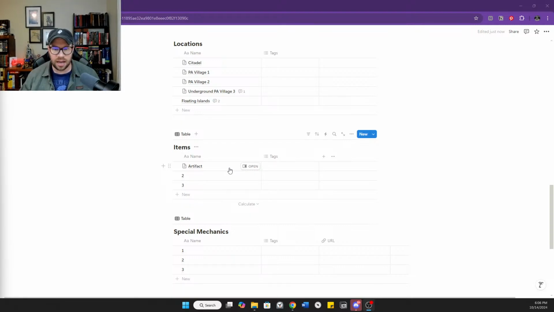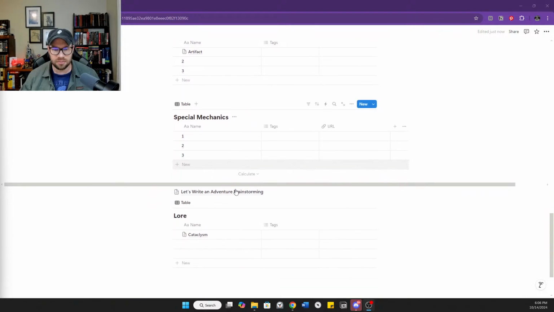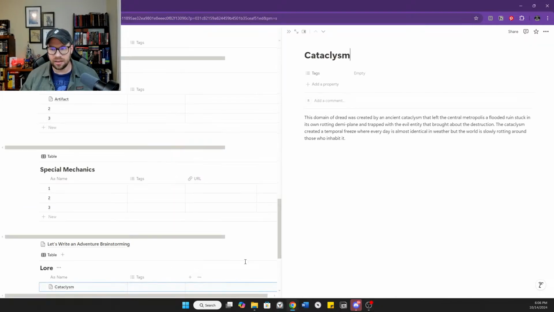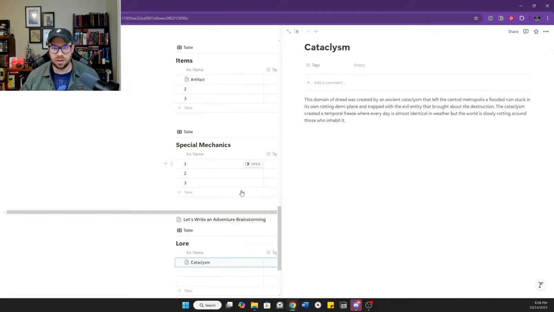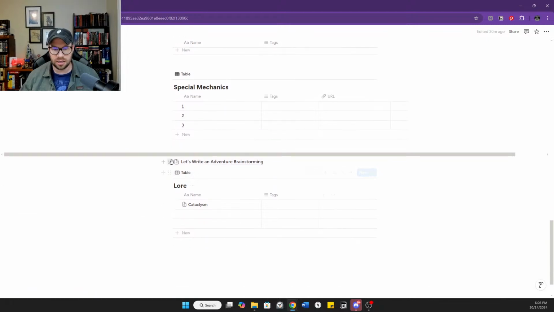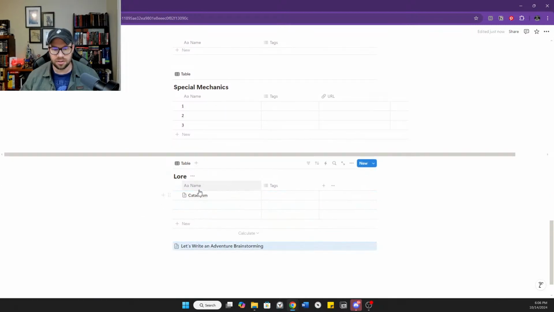And so we have jotted down a bunch of different options about that, and we even started building out some of the lore. This idea of a cataclysm that created this domain of dread, leading to the time warp and the temporal freeze, as we talked about here.